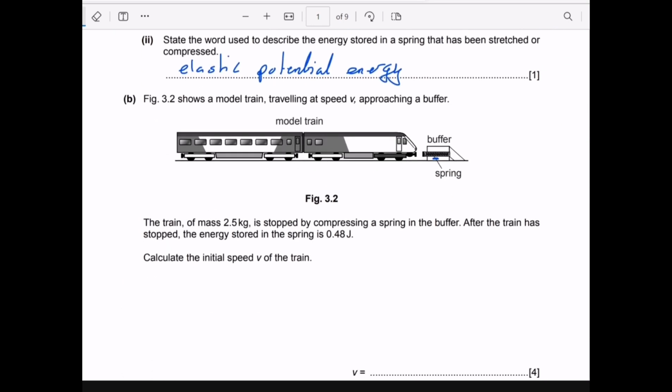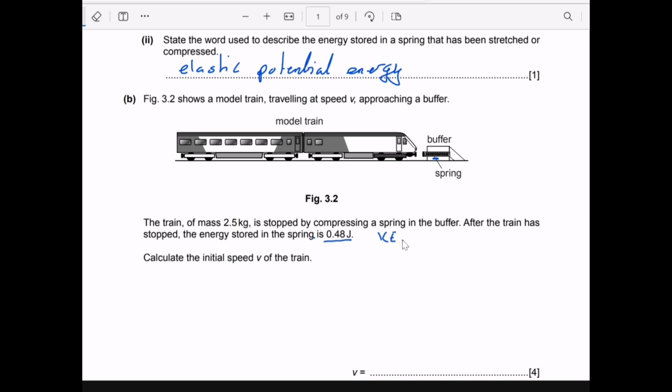3.2 shows a model train traveling at the speed of v approaching a buffer. There's the buffer. And the buffer is used to stop the trains, okay? The train of mass 2.5 kg is stopped by compressing a spring in the buffer. After the train is stopped, the energy stored in the spring is 0.48 joules. So, after the train has stopped, which means this train, before it stopped, it had a certain energy. And what was that energy? It had kinetic energy.